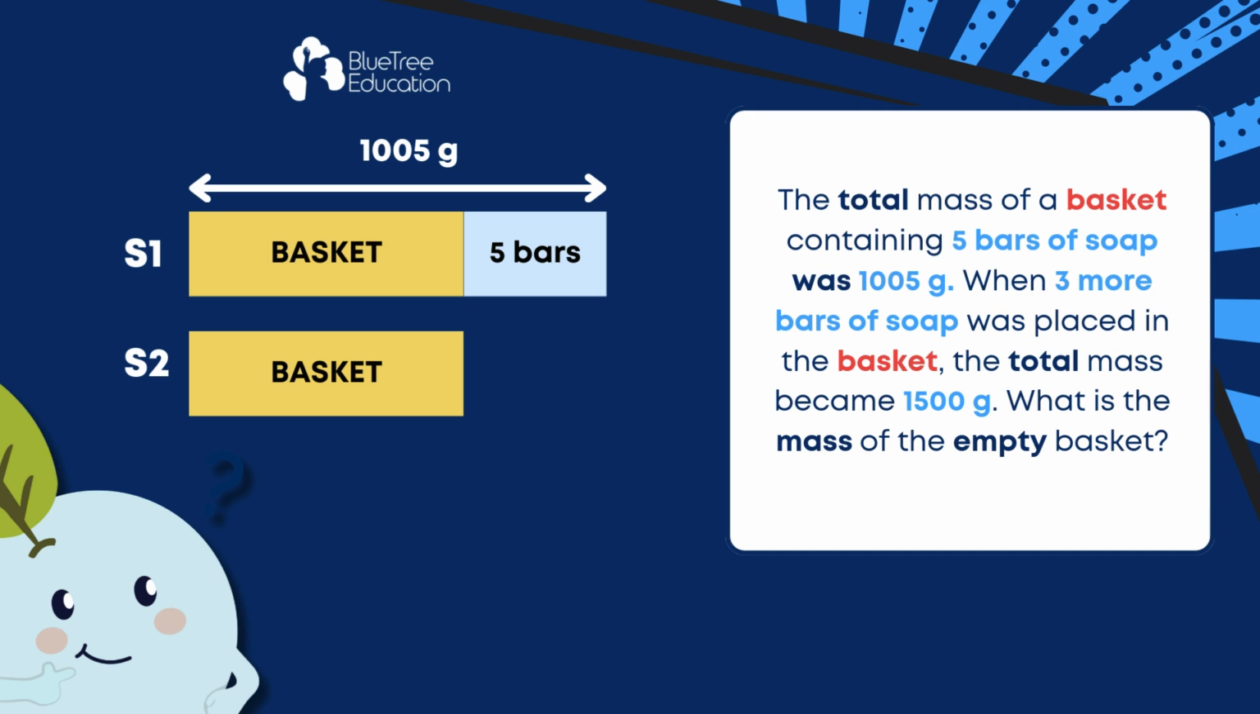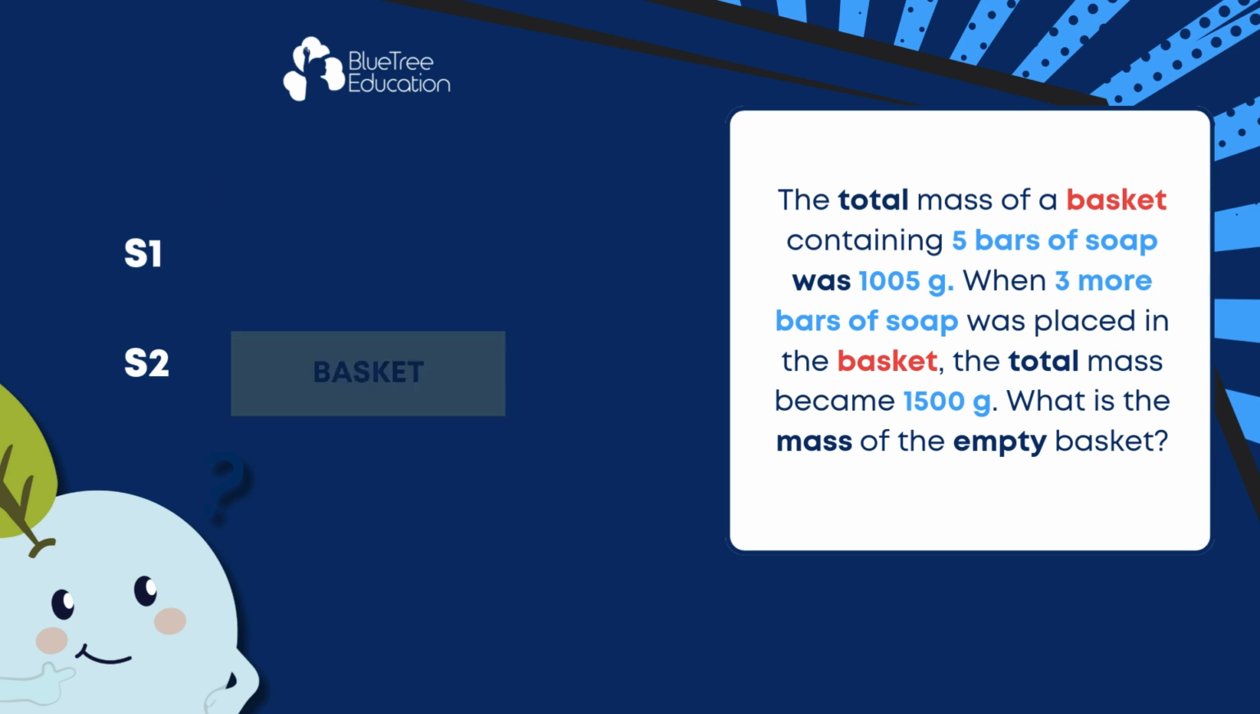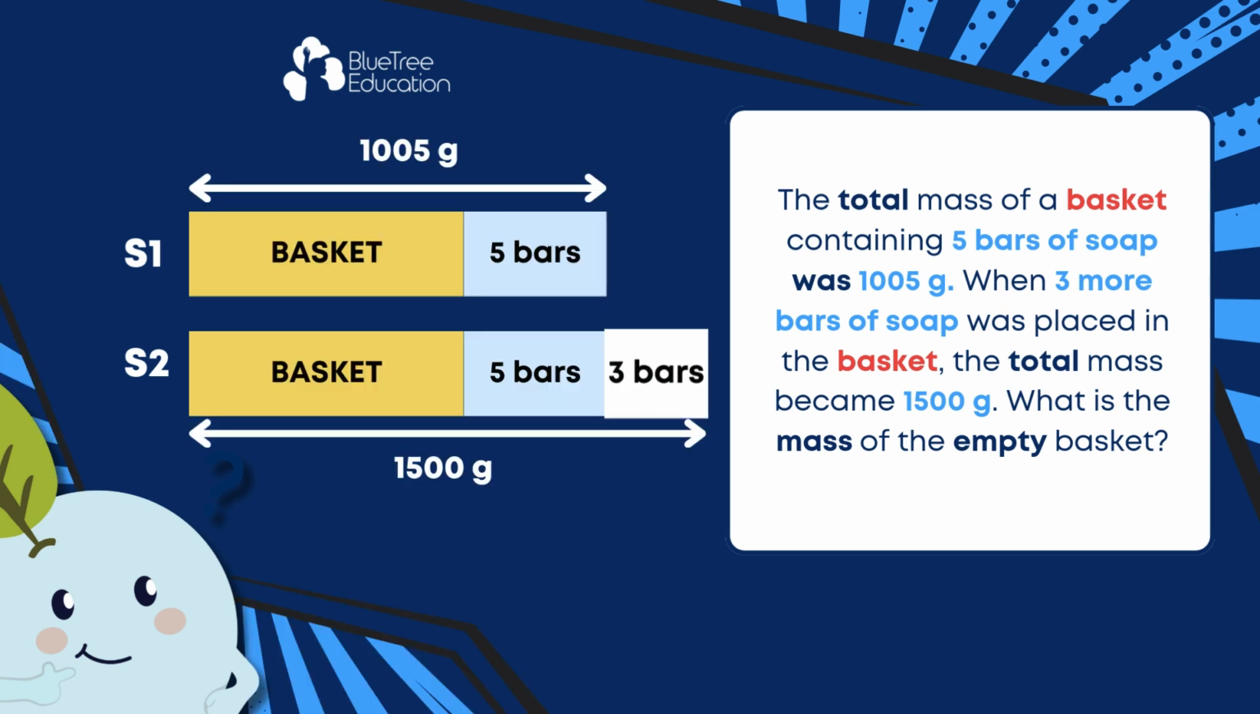Let's view in sentence 1. You have 1 basket and 5 bars of soap. And the total mass is 1005 grams. Sentence 2, you have the same basket, but now you have 3 more bars of soap. So you have 5 bars plus another 3 bars. And the total mass is 1500 grams.